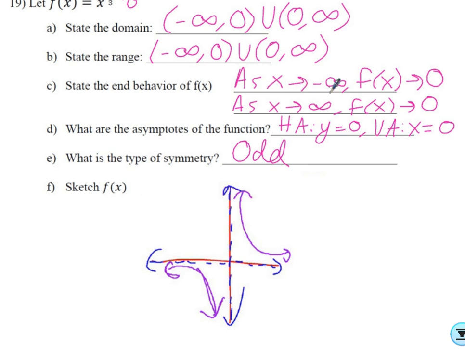As x approaches negative infinity for the left-end behavior, we are going towards the horizontal asymptote y value of 0. We're not touching it, but we're going towards it. That's why we're approaching 0. Same thing on the right. As x approaches positive infinity, we are also going towards the horizontal asymptote of y equals 0. We do have the asymptotes listed here, horizontal asymptote y equals 0 and vertical asymptote x equals 0.